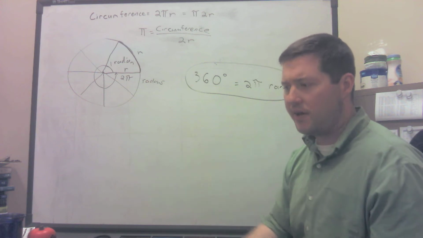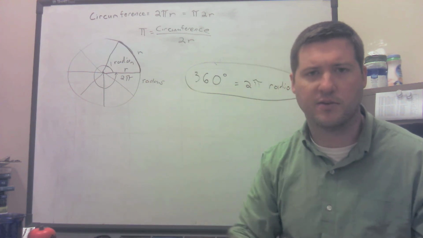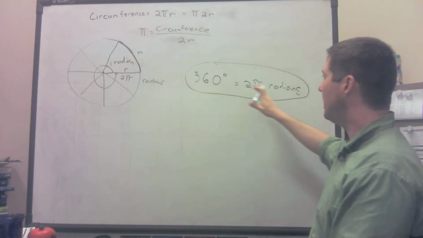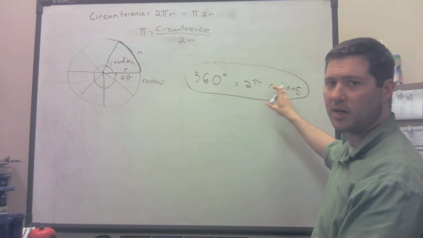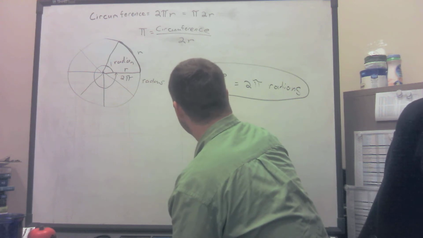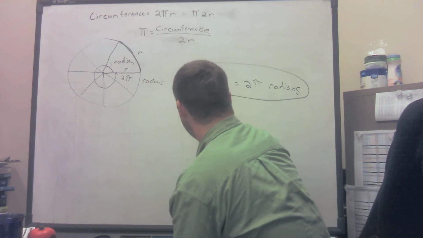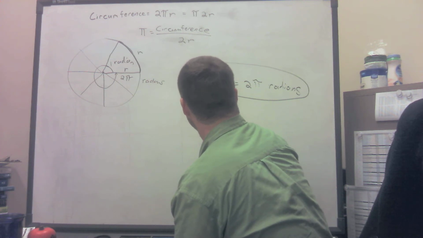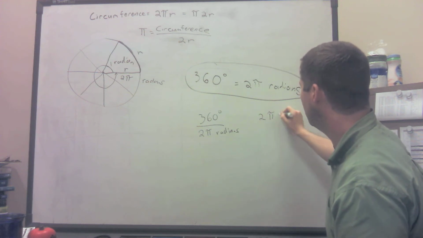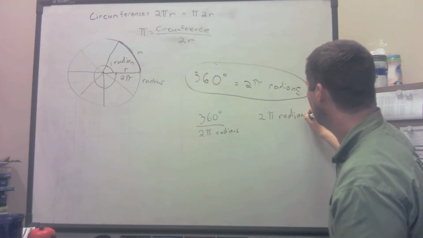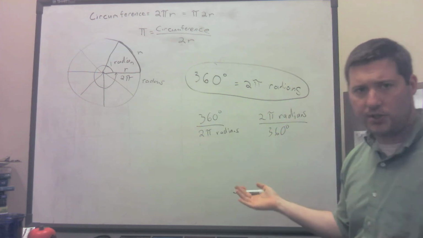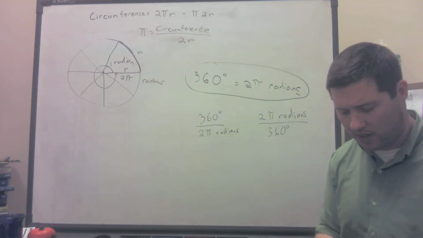So what do I mean by that? Well, we've dealt with unit conversions before. If I want to convert between units, I set up a ratio. So in our case, I can have either 360 degrees divided by 2 pi radians, or 2 pi radians divided by 360 degrees. So which one would you choose in order to convert something? Well, that will depend what you're trying to convert.